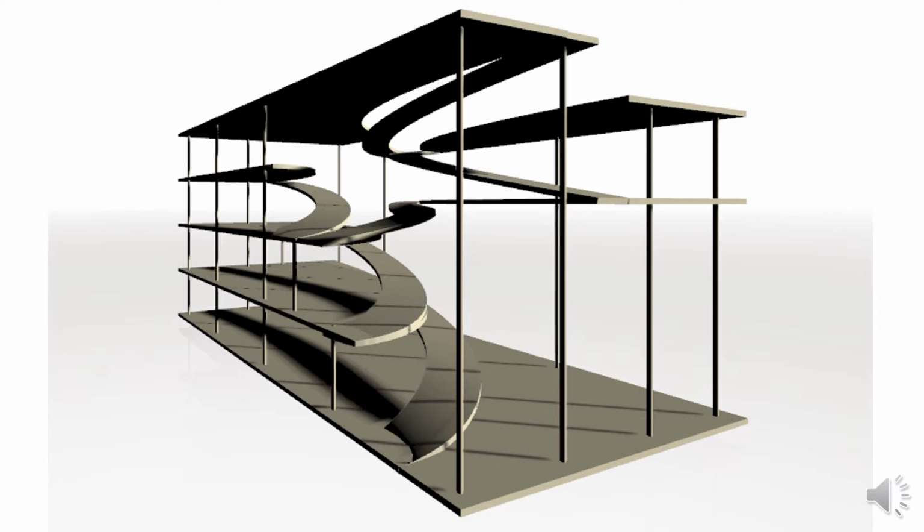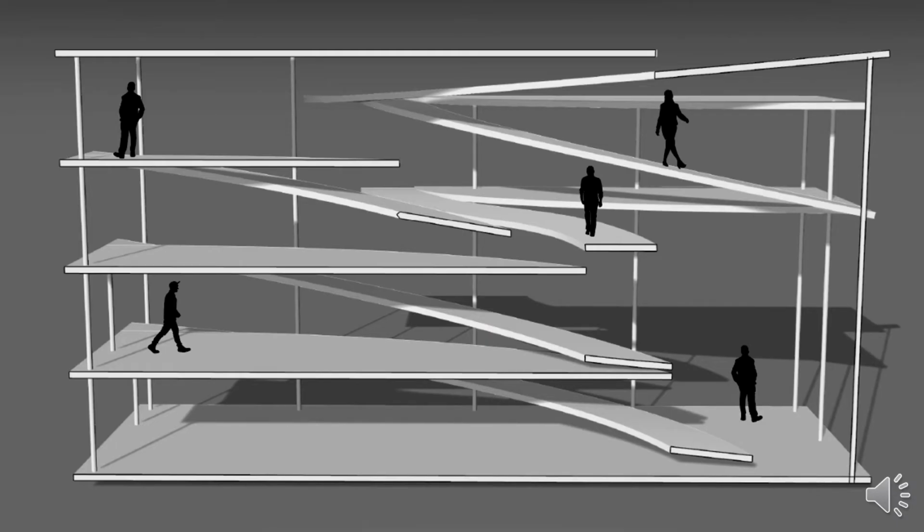The topography of two landforms is represented by slabs. Separation and overlapping of the slabs create a very interesting view out. From the section perspective, we begin to see how people would use the space.